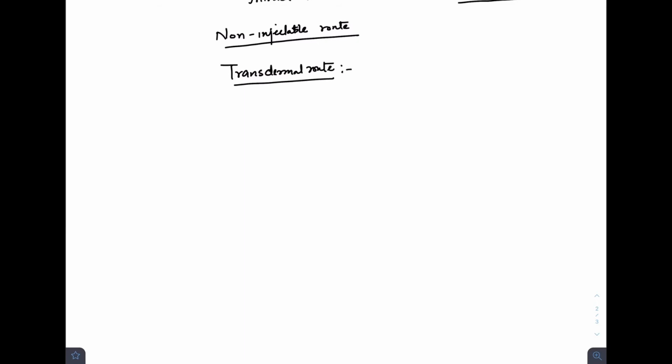Next we come to the non-injectable routes. The transdermal route is preferred only for those drugs which have high lipid solubility. So in the transdermal route we go for highly lipid soluble drugs.